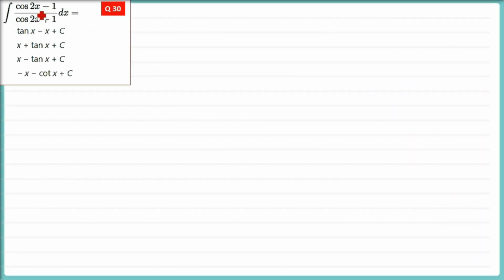In this question, we have cos 2x minus 1 divided by cos 2x plus 1. So we need to make it somewhat in a way that we get some tan or cot. We know the formula of cos 2x. In terms of sine also we can write, in terms of cos also we can write, with half of that angle. So cos 2x we are going to write like this: 1 minus 2 sine square x. There is one more way in which cos 2x can be written. You might be remembering and recalling all these things. It can be 2 cos square x minus 1.